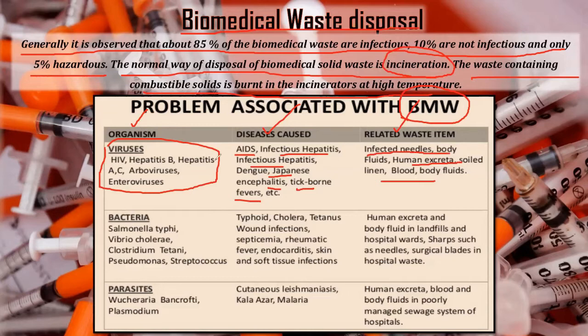This will come up. If some infection has occurred with bacteria like Salmonella typhi or Vibrio cholerae or Clostridium tetani or Pseudomonas or Streptococcus, if this type of thing happens, then the corresponding diseases are typhoid, cholera, tetanus, wound infections, septicemia, rheumatic fever, and endocarditis, skin and soft tissue infections. Okay. Now, if this is the thing, then what will happen? If this is the particular thing, then we will see that human excreta and body fluid in landfills and hospital wards, sharps such as needles, switchblades in hospital ponds will be there as wastes, right?